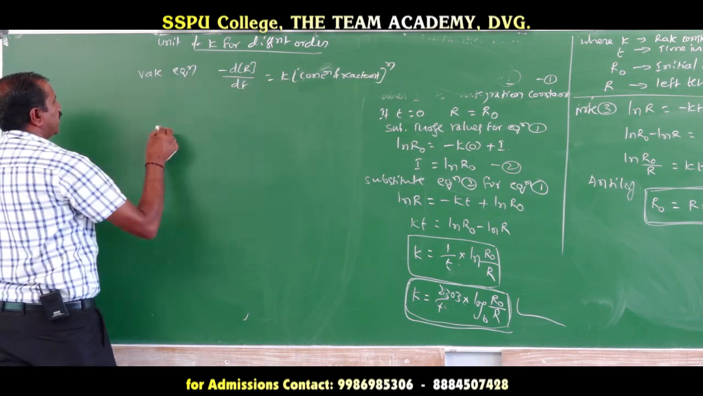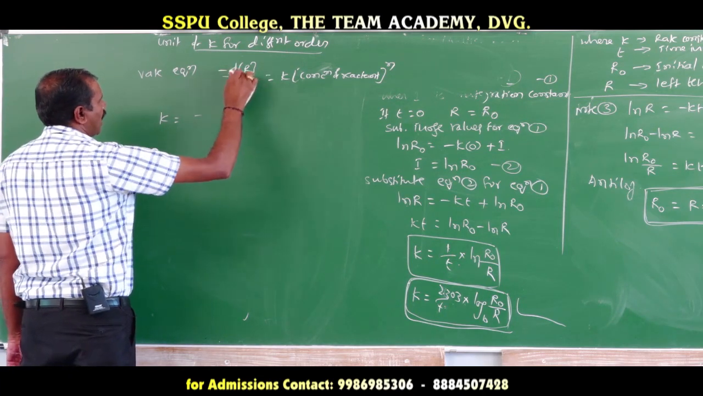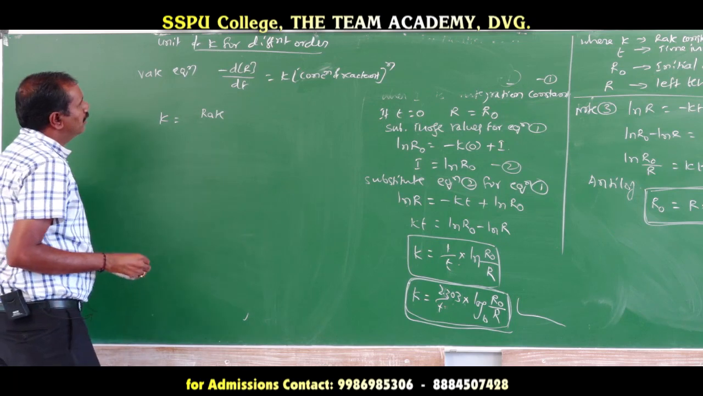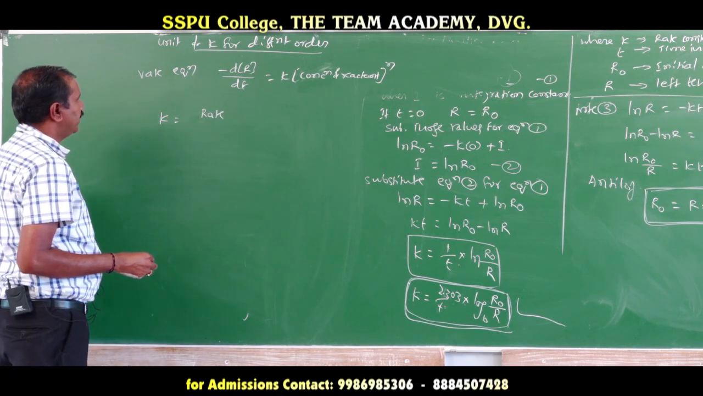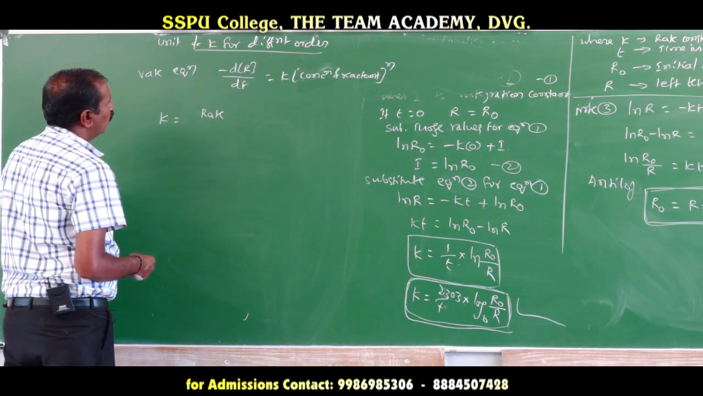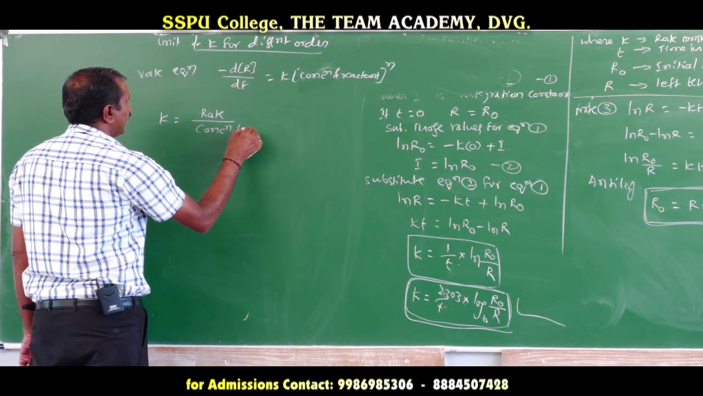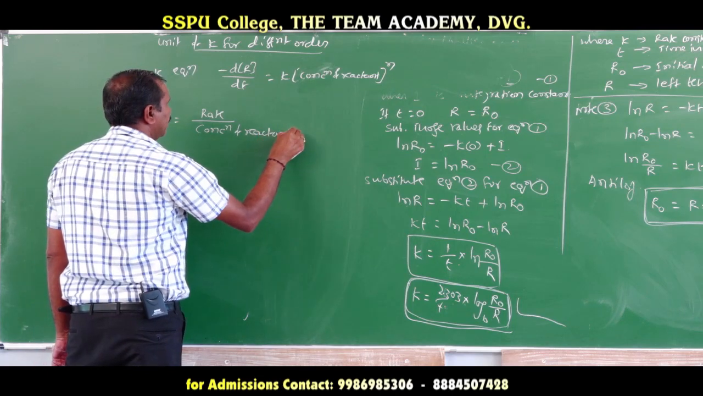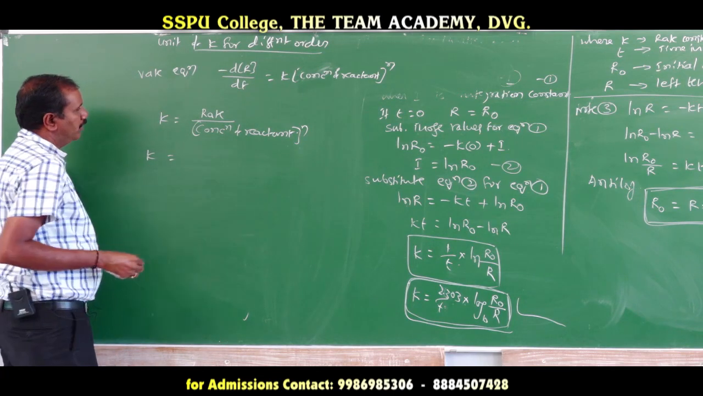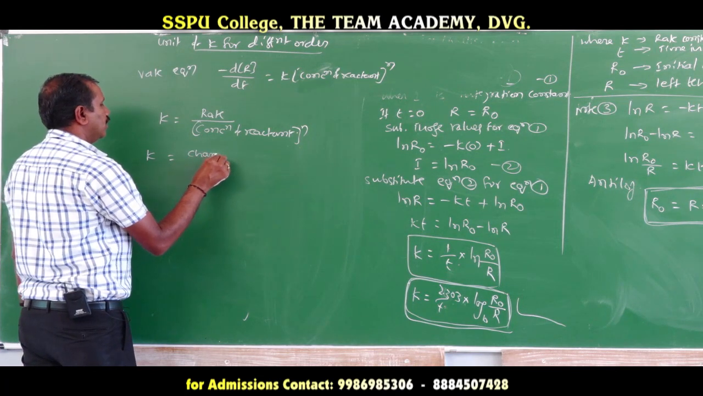Okay, how to find out k? Here k equals minus dR by dt, nothing but rate, divided by the concentration of reactant to the power n. So k equals rate by concentration of reactant to the power n, where rate we may write as change in concentration.